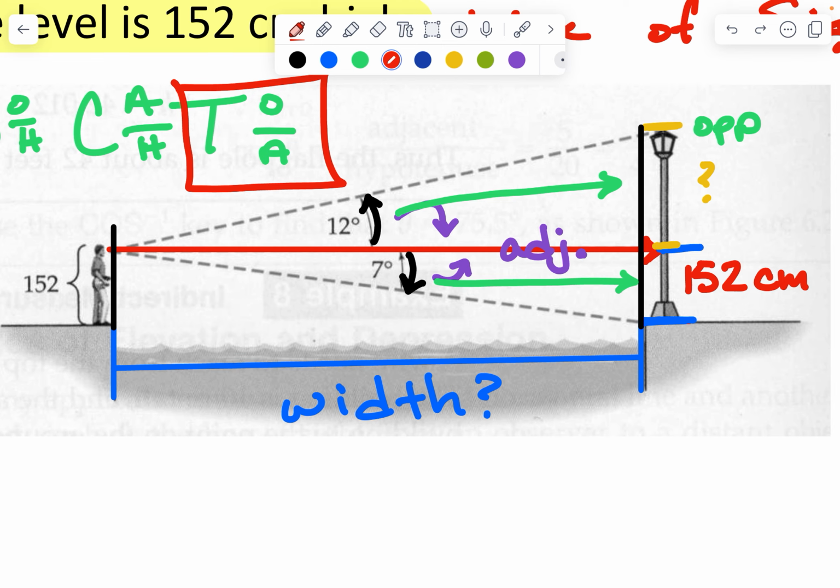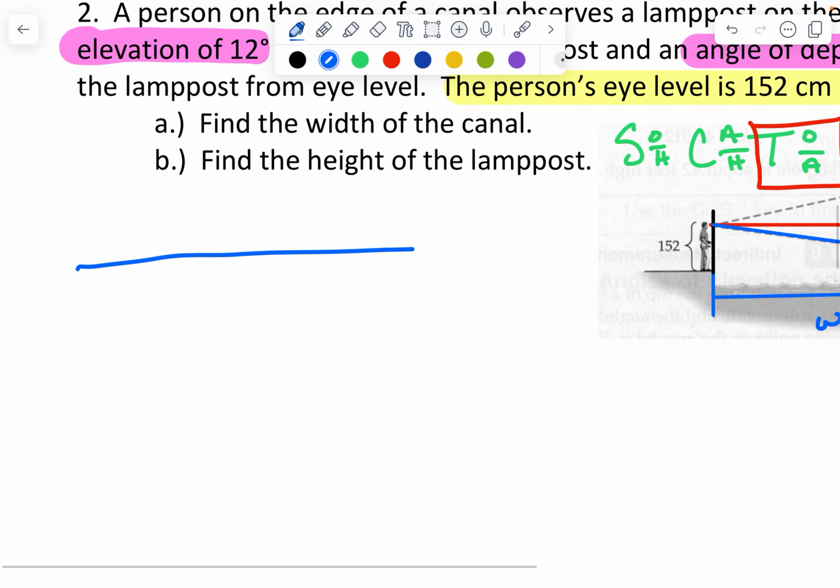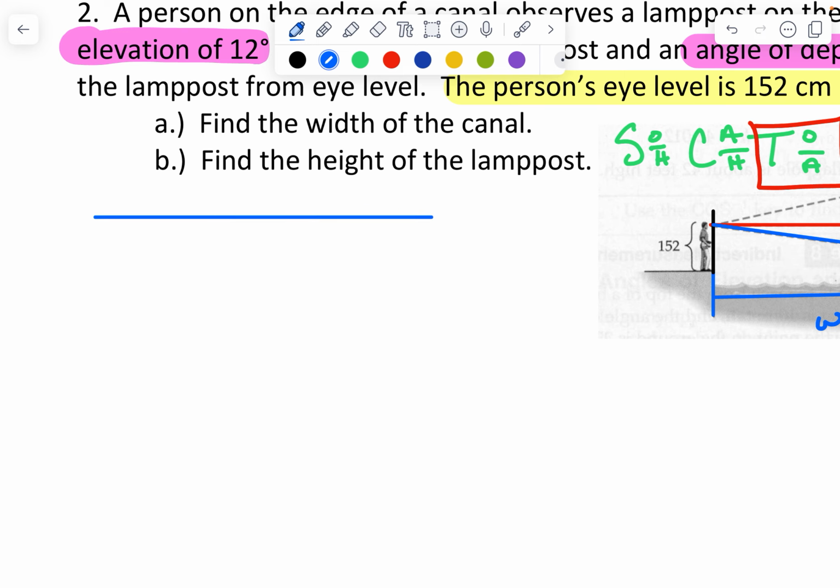For this starting one, that is this bottom triangle where I know the angle is 7, and I know that one of the sides is 152. So let's just kind of bump over here. You don't have to do this on your paper, but I'm just going to re-sketch it, removed from the image. Okay, so 7 degrees, 152. I need to find this side. So I have the opposite. I need the adjacent.